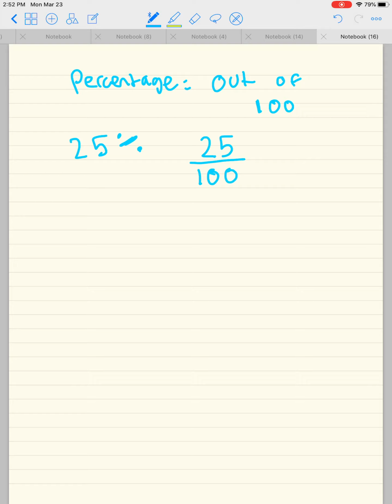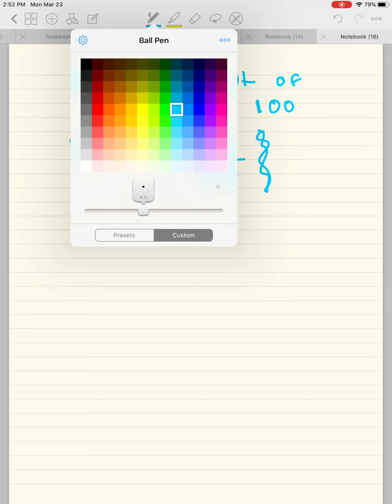So, the word percent or percentage means out of 100. And so, when it is referring to something as 25%, what that means is 25 out of 100. It's comparing that quantity to the same amount as 25 out of 100.